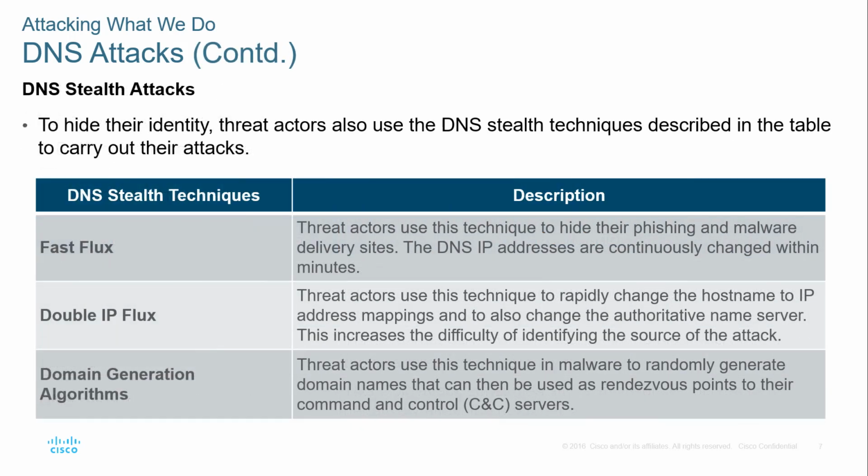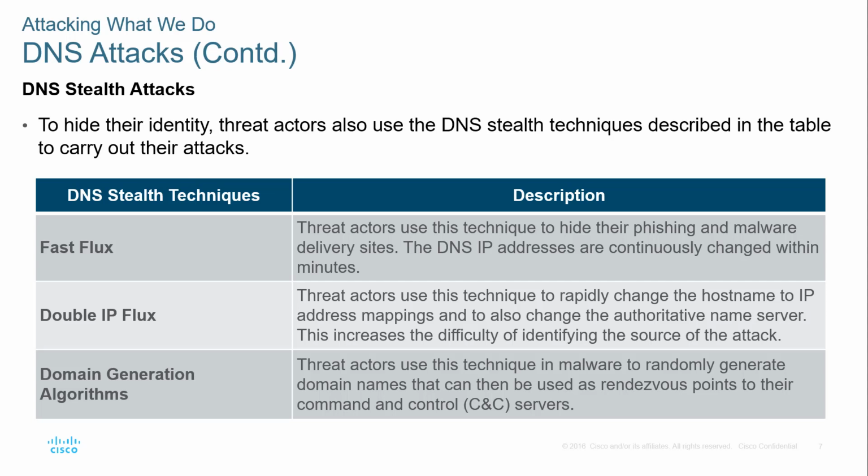Another type of DNS attack is called a DNS stealth attack. To hide their identity, threat actors will also use DNS stealth techniques, things like fast flux, double IP flux, or domain generation algorithm. For the fast flux, the threat actor will use this technique to hide their phishing and malware delivery sites. DNS IP addresses are continuously changing within minutes. That way you do not know the actual delivery site.